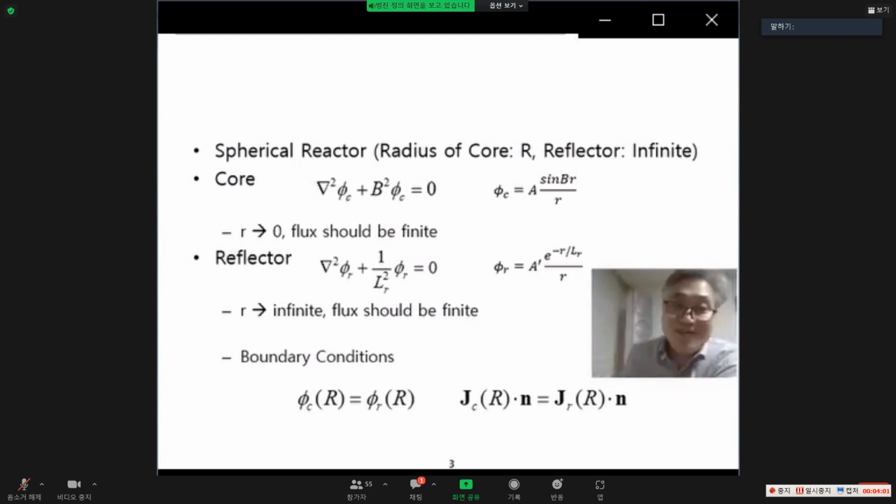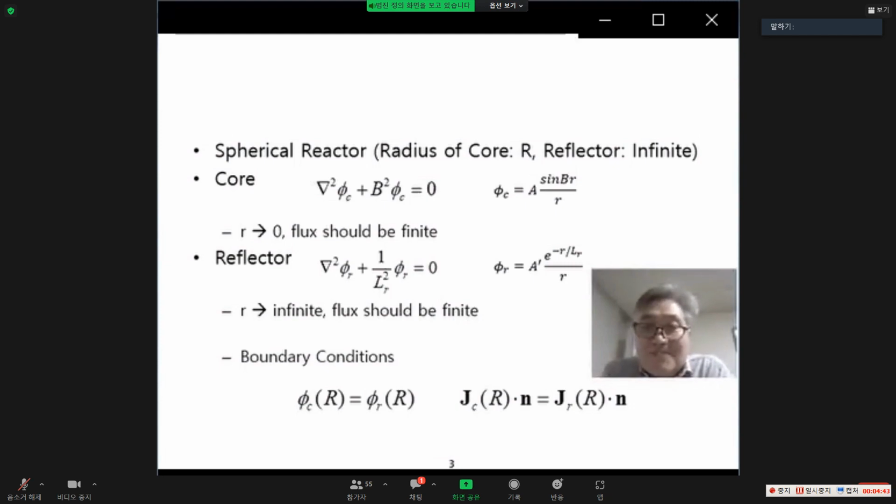The reactor equation: Laplacian phi c plus B squared phi c equals 0. This is the reactor equation, and we learned this in chapter 6. But for the reflector, Laplacian phi r plus 1 over L r squared phi r equals 0. This is the diffusion equation. We learned it in chapter 5, right? So the governing equations for core and reflector are the reactor equation and the diffusion equation.